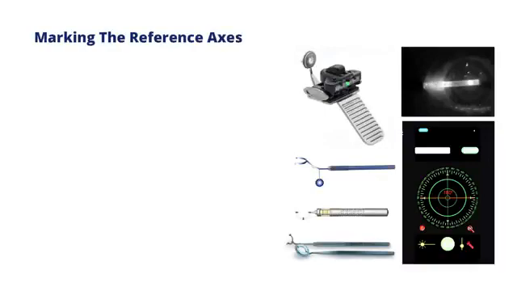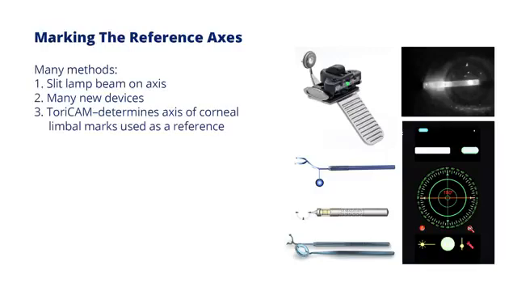Now, first thing you want to do really is to mark the reference axis, and there are many methods of doing this. The traditional method would be to use a slit lamp beam on axis, so you do not need to mark the toric IOL alignment axis thereafter. And if you just want to mark the reference axis, there are also many other devices, as you can see here, and you can really pick which you prefer.